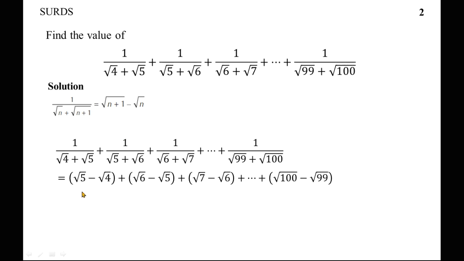So after we reduce it into this form, we can have a telescoping value like plus square root of 5 and minus square root of 5. Then we can cancel them all together. So it will be left to be square root of 100 minus square root of 4. Square root of 100 is 10 and square root of 4 is 2. 10 minus 2 equals 8.